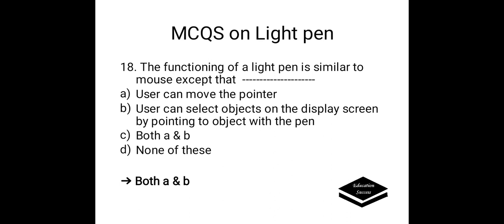The functioning of a light pen is similar to a mouse except that: A. User can move the pointer, B. User can select objects on the display screen by pointing at an object with the pen, C. Both A and B, D. None of these. Correct answer is both A and B. The functioning of a light pen is similar to a mouse except that the user can move the pointer and the user can select objects on the display screen by pointing to objects with the pen.